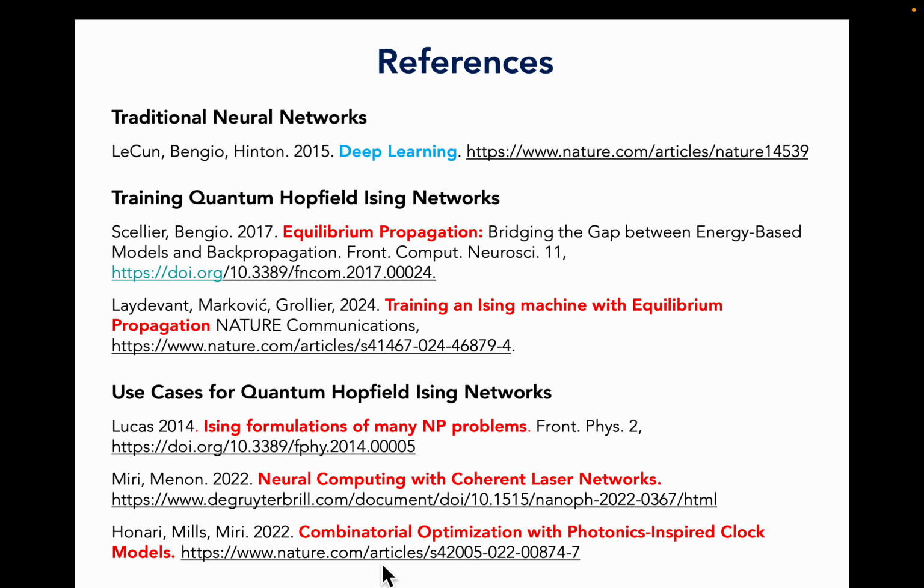And here are some references describing what I've covered: some references on traditional neural networks, training these quantum Hopfield networks in Ising models, and some use cases for them. For example, many problems called non-polynomial or NP problems, which are too difficult, that is, they would take too much time and too much memory to solve on traditional computers, can be solved by Ising formulations, and in principle could be solved this way on quantum computers.